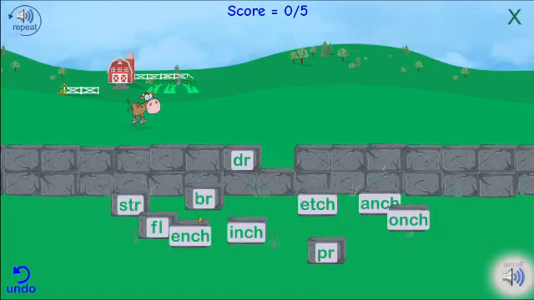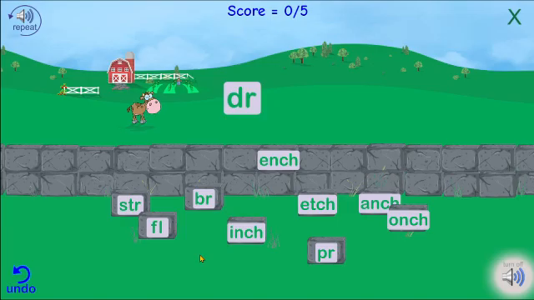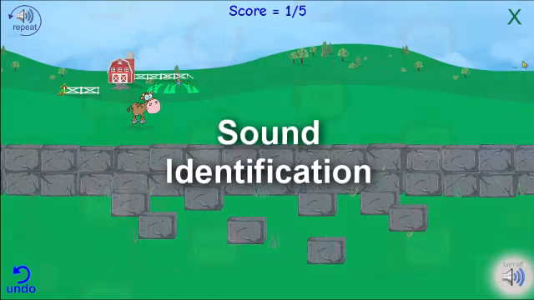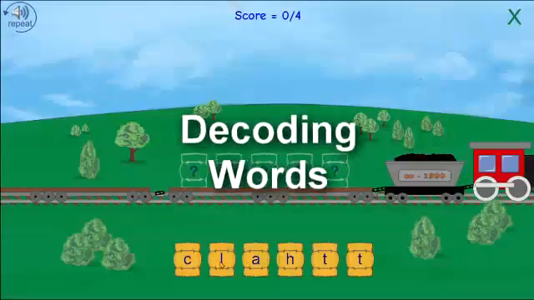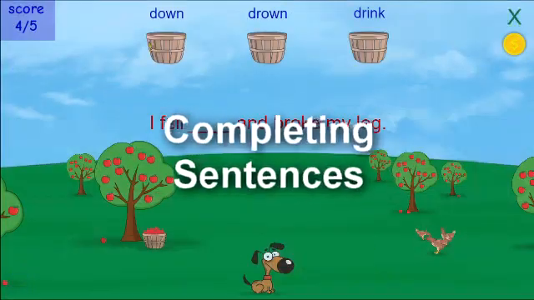After the lesson, your students should play the activities for the lesson just taught, as well as for prior lessons where extra attention is needed. The activities include sound identification, decoding words, spelling, and completing sentences.